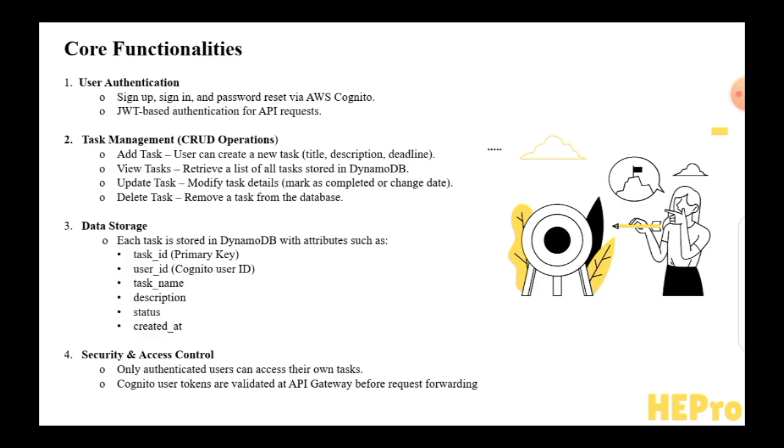Security is enforced so that only authenticated users can access their tasks. With API Gateway validating tokens before invoking Lambda functions, this setup demonstrates how authentication, serverless backend logic, and database storage work together in a cloud-native application. Moving on in the discussion.